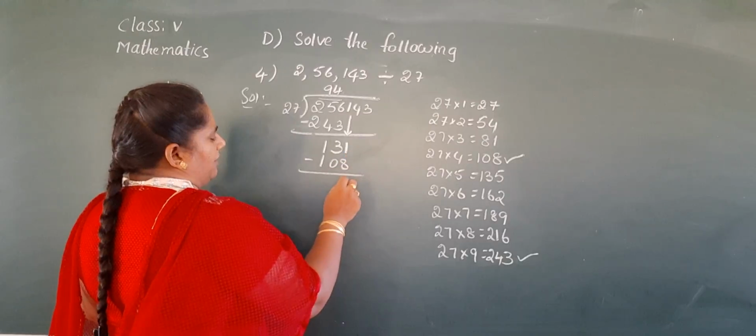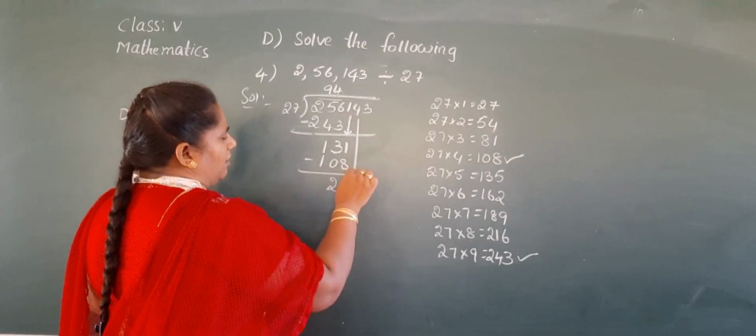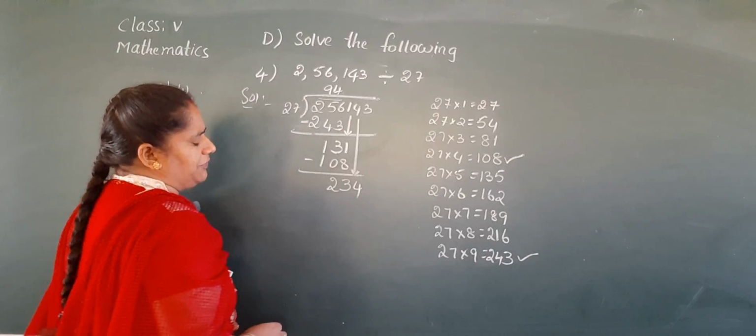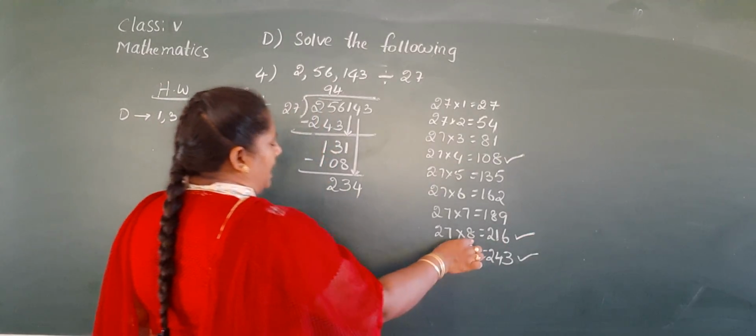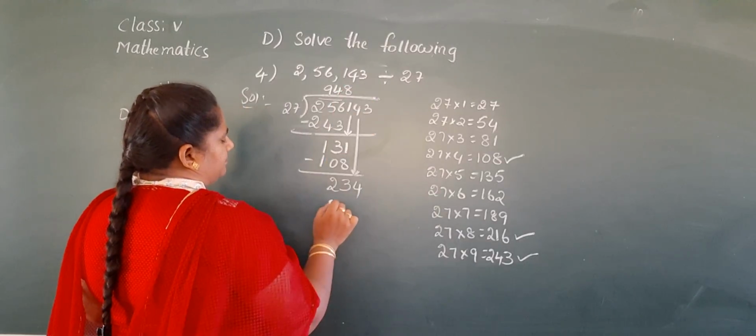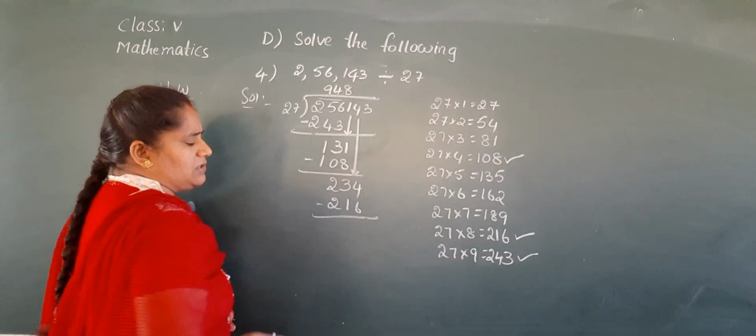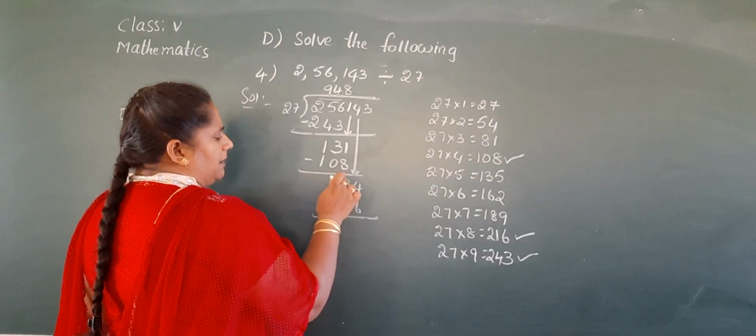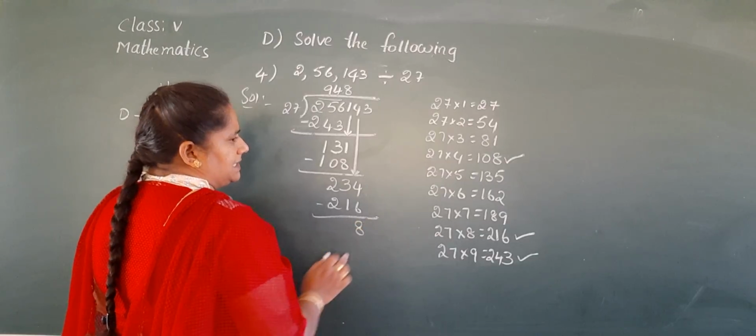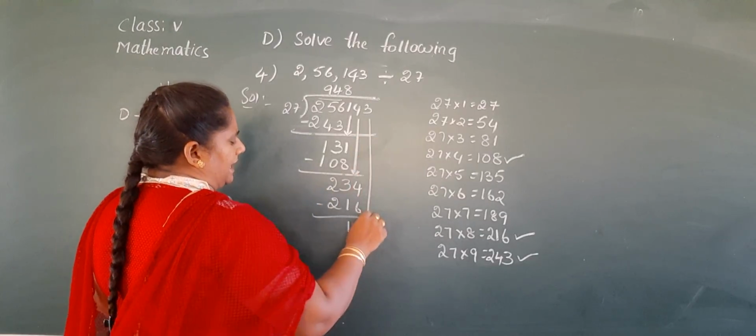Now take borrow. 11 minus 8 is 3. 3 becomes 2. Now take down 4. 234. Which one is the nearest number? 216. How many times? 8 times. 4 minus 6 is not possible, so take borrow. 4 becomes 14. 3 becomes 2. 14 minus 6 is 8. 2 minus 1 is 1. Now you take down 3.